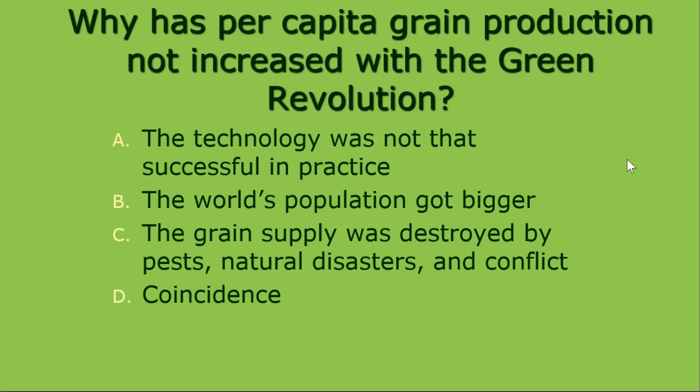Well, the population kept growing. So as grain production increased, so did the population. The positive side is that grain production matched population increase, and so you didn't have any sort of decrease. You didn't have a gap anymore, right?